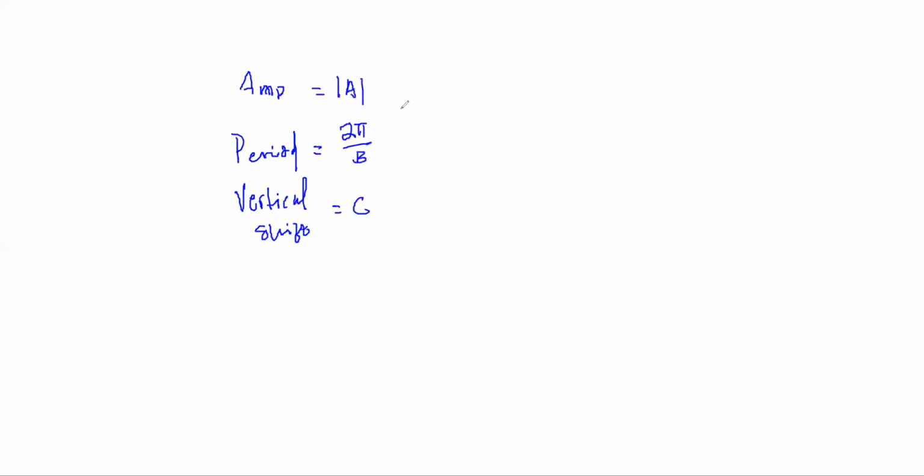I would just recommend that you brute force memorize the amplitude rules, the period rules, and the vertical shift rules. So vertical shift is C, period is equal to 2 pi over B, and amplitude is equal to the square root of A when a function looks like this.